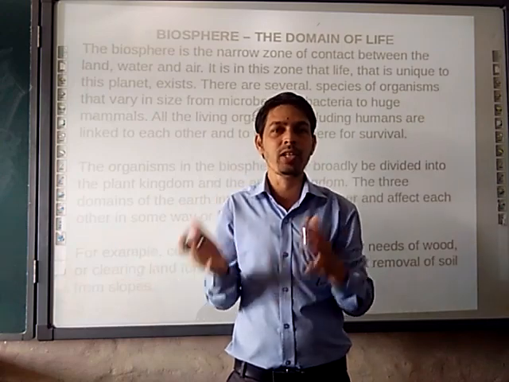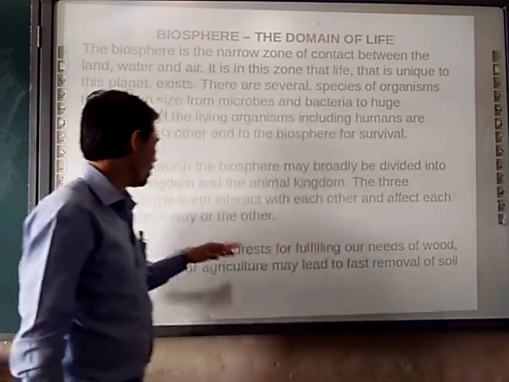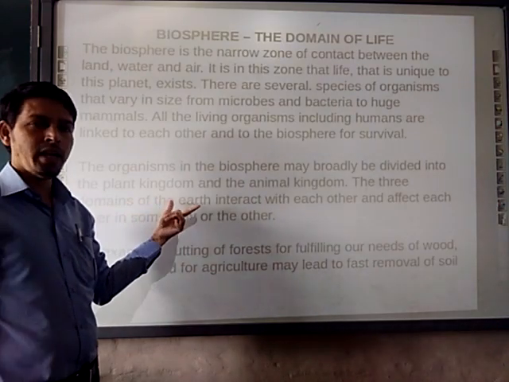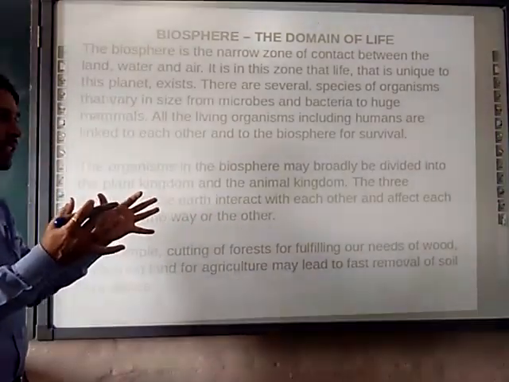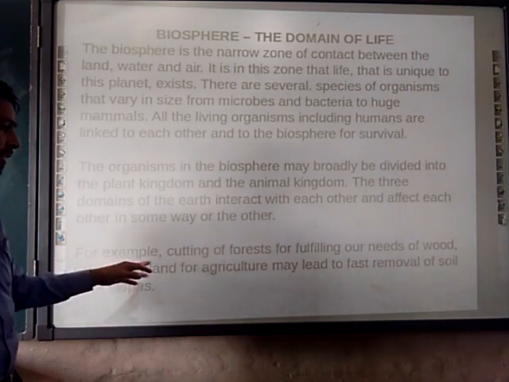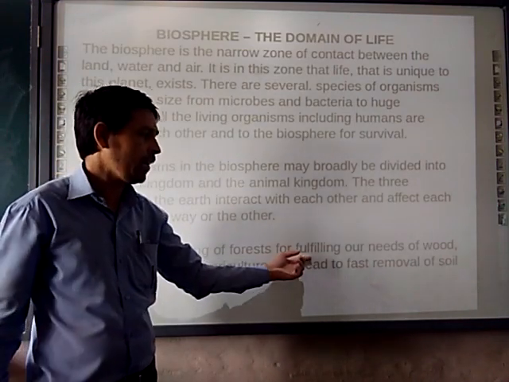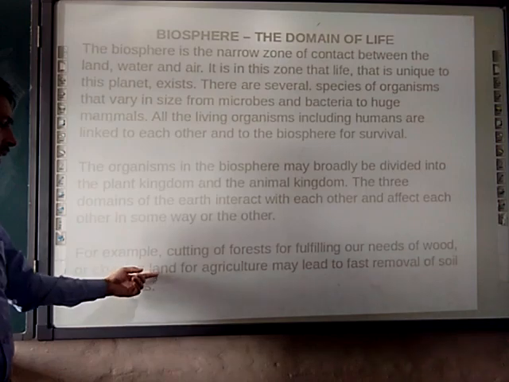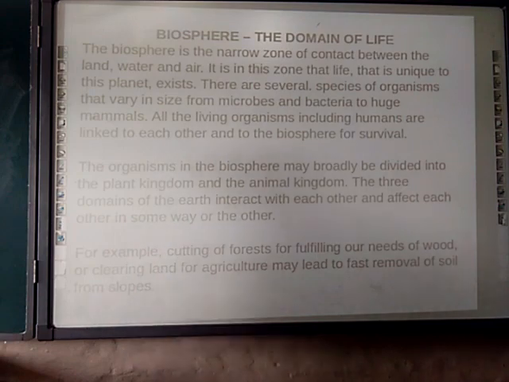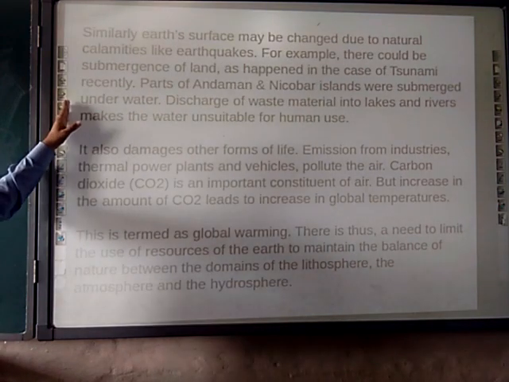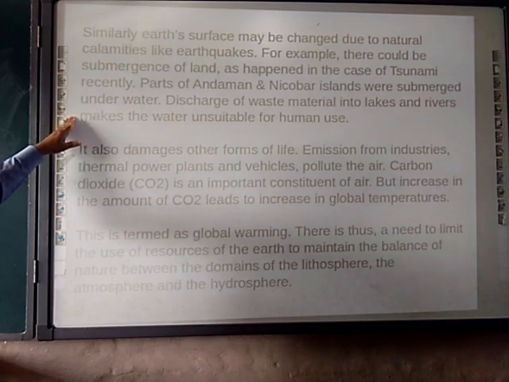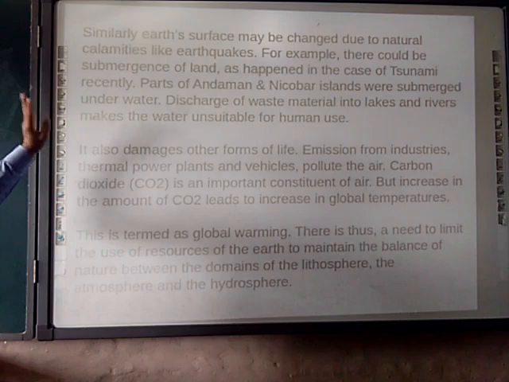So, the natural vegetation and the wildlife we are seeing. The three domains of the earth, hydrosphere, atmosphere and lithosphere, interact with each other and affect each other in some way or other. For example, cutting forests to fulfil our needs of wood, and clearing land for agriculture, may lead to the fast removal of soil from the slope. Similarly, the earth's surface may be changed due to natural calamities, such as an earthquake, which could result in a tsunami.